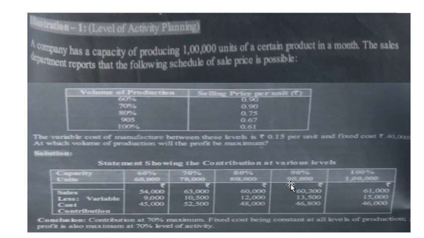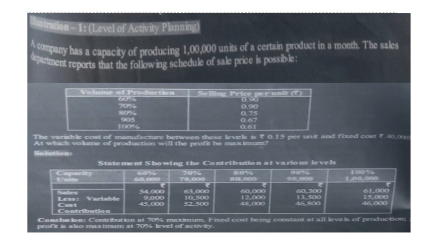Then they have also given us the full 1 lakh units, and the contribution there is also to be calculated. So these are the percentages and these are the units. Now we'll calculate the contribution: sales minus variable cost. To calculate sales, they have given a selling price for the different volumes of production. For 60% it is 0.90, so 0.90 into 60,000 will give you 54,000.